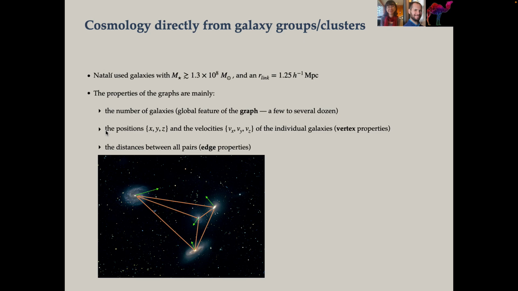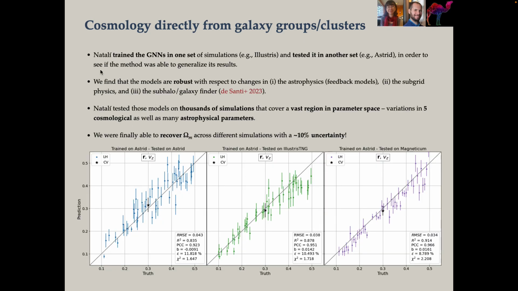However, the most important thing was the positions and velocities of the individual galaxies. Also, the distances between each pair of objects. So this is what characterized the graphs that were used for this paper. Nathalie then trained the graph neural networks in one set of simulations, Illustris for instance, and tested the result of her graph neural network in another set.